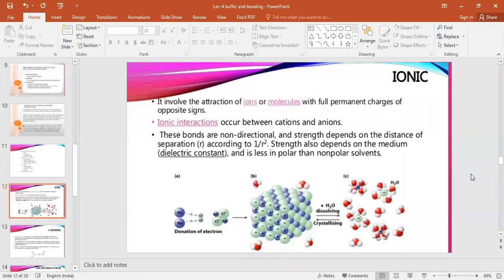Then ionic interaction means attraction between ions. In the name itself, ionic means attraction between ions. Ions means positively charged ions and negatively charged ions. If a positively charged ion and a negatively charged ion are very close to each other, with very little physical distance, then what type of bonding is there? Ionic bonding will happen between the positive and negatively charged ions. This is known as ionic bonding.